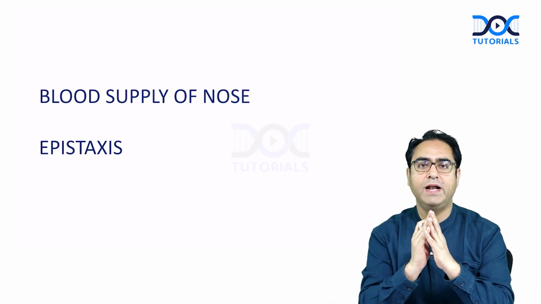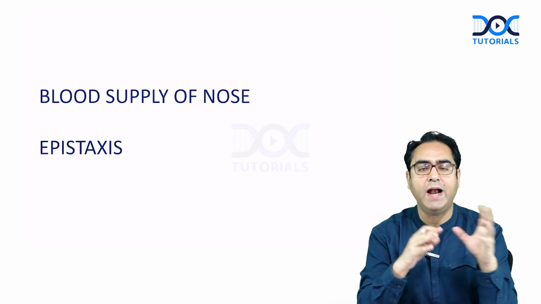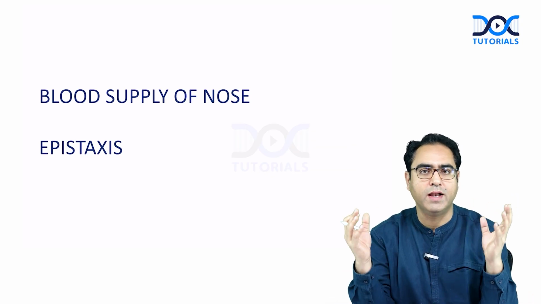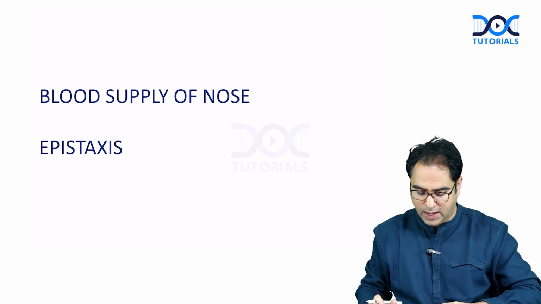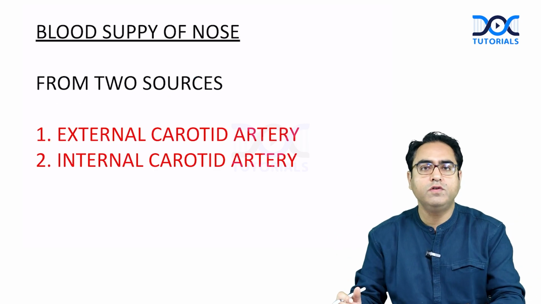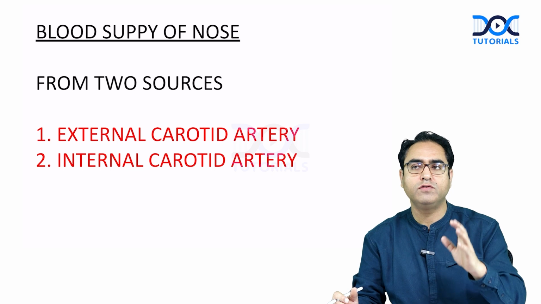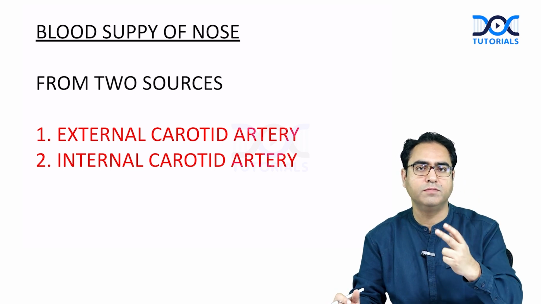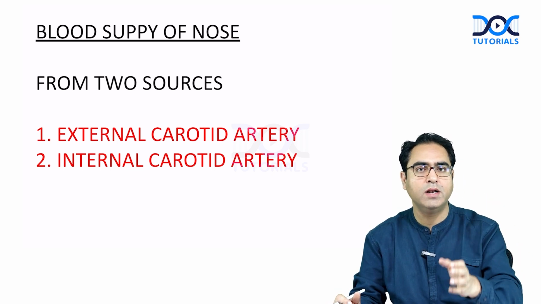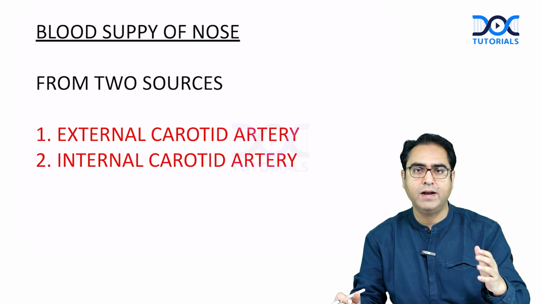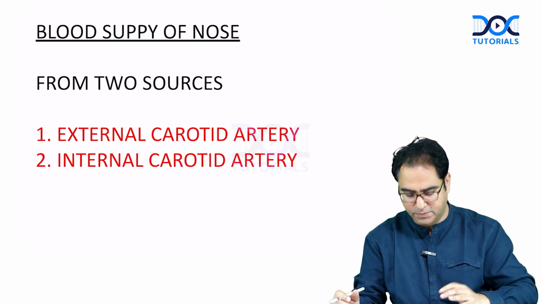Now, my dear friends, in this segment, let us talk about the blood supply of the nose and epistaxis, which is a very common clinical entity asked in exams also. First of all, anatomy. The nose has a very unique blood supply because the nose gets blood supply from two systems, the external carotid artery and the internal carotid artery. Let us understand which area is supplied by which particular system.